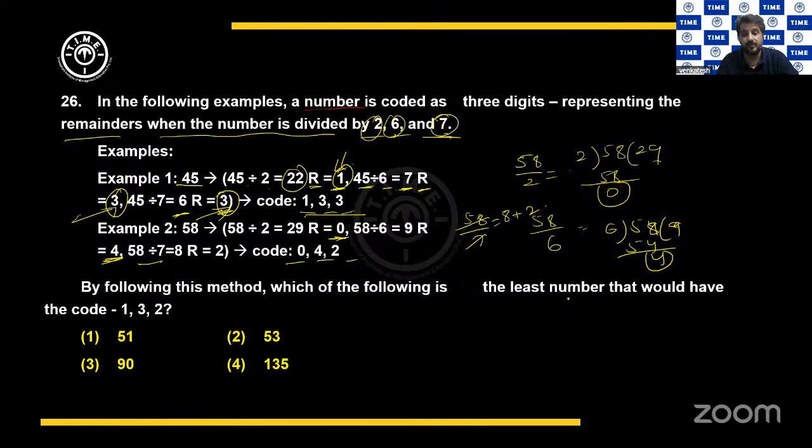Now, which of the following is the least number that could have the code -1, -3, -2? When we read the least number, let us take the least number and solve it. Let us take 51. It should be divided by the 3 numbers 2, 6, 7, and the remainders should be -1, -3, -2 respectively. 2 goes 25 times, the remainder is 1. But I should get -1. So not this option.